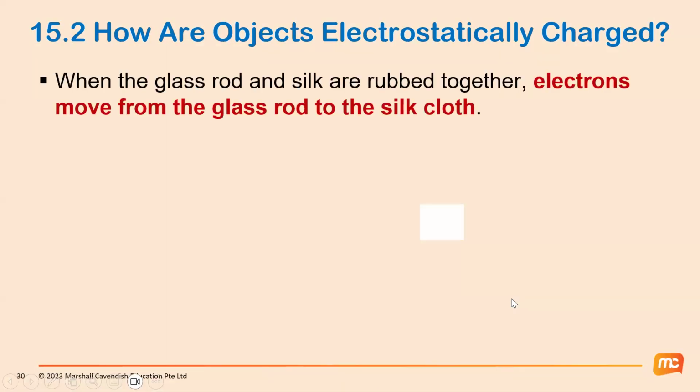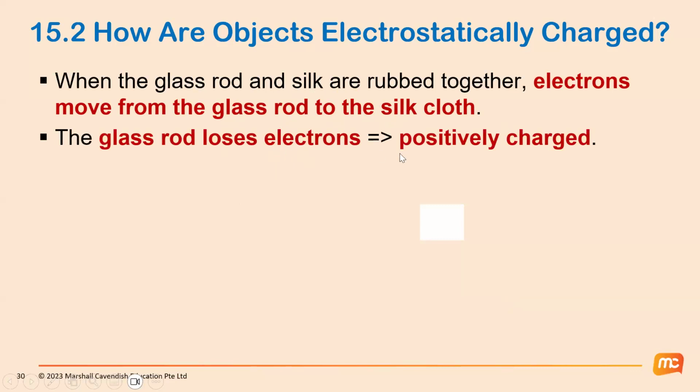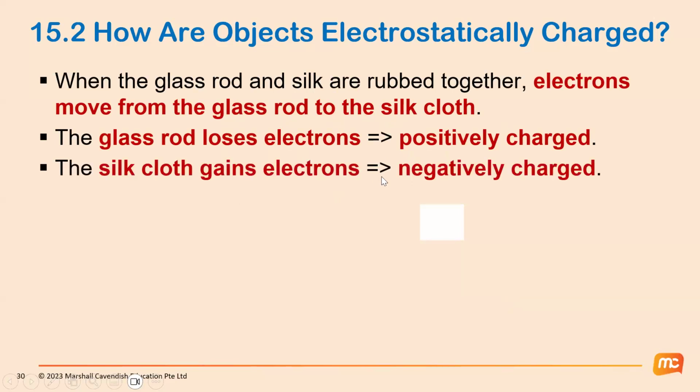Let's take a look at another example. You have a glass rod, which is an insulator, and silk, which is also an insulator. You rub them together, and electrons move from the glass rod to the silk. Once electrons move over to the silk during rubbing, the glass rod loses electrons, so the glass rod becomes positively charged. On the other hand, the electrons go over to the silk, so the silk gains electrons and becomes negatively charged.